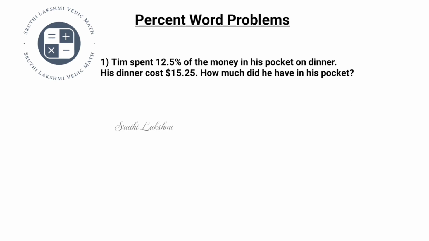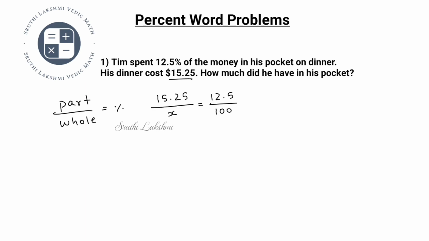So now to solve this problem, let's set up a proportion. To set up the proportion, we're going to do part by the whole, which we don't know, equals the percent. So the part is $15.25. So let's write that down. By the whole, which we don't know yet, so x, equals 12.5 by 100, as this is the percent.